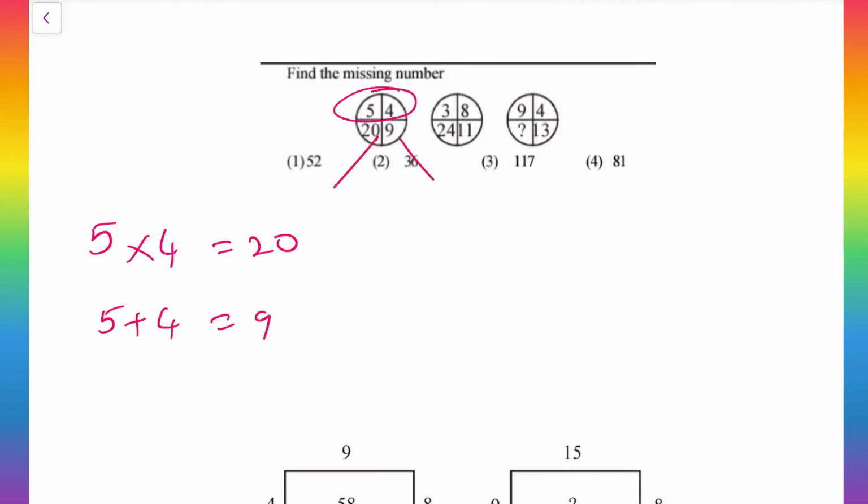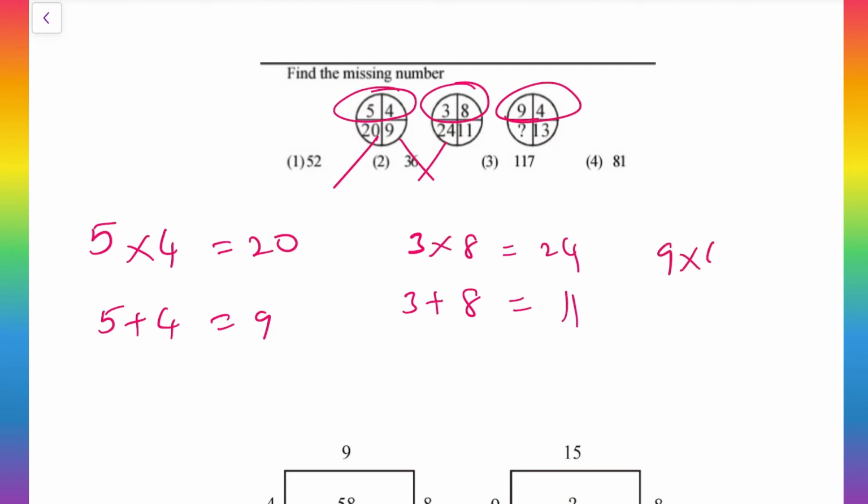The same way with these two numbers, if we take 3 times 8 is 24, 3 plus 8 is 11. The same way here also, 9 and 4 are there. So first 9 4s are 36, 9 plus 4 is 13, and 13 is already there, so the remaining number will be 36.